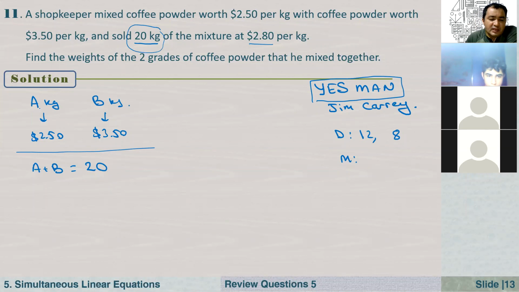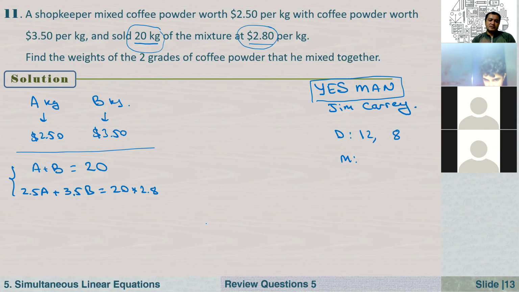And 1 kg of A is 2.5. So here we have 2.5A plus B is 3.5B. And how many kg? Here we have 20 kg, right? And each kilo, we just sold this at 2.80. That is times 2.80. That is our simultaneous equations. So we have to solve these equations.